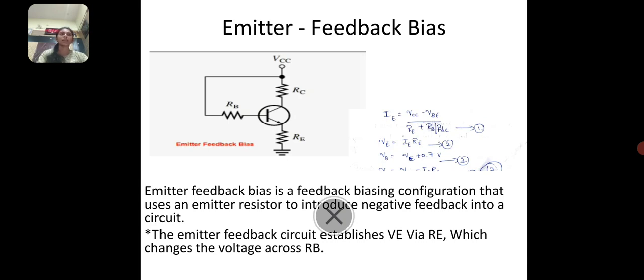The basic idea is if IC increases, then VC increases. It causes VB to increase. Here are some equations to analyze the emitter feedback bias. IE is equal to (VCC minus VBE) divided by (RE plus RB divided by beta DC). VE is equal to IE times RE. VB is equal to VE plus 0.7 volt and VC is equal to VCC minus IC times RC.